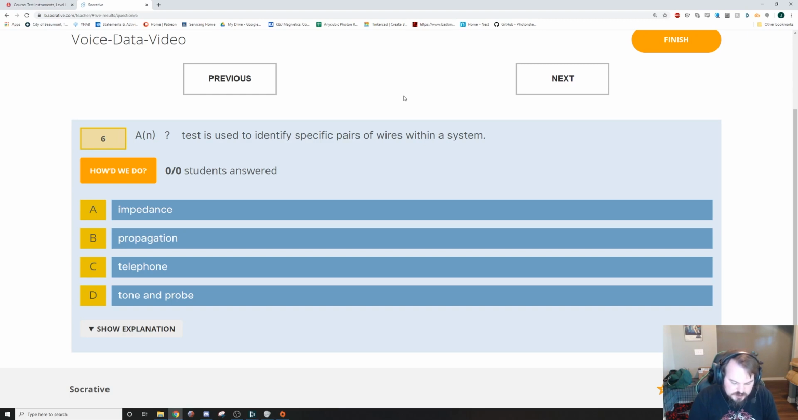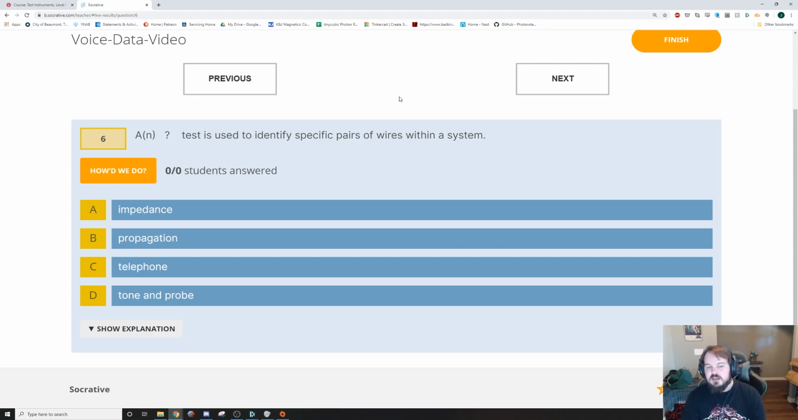Yes, it identifies. Back on page 111, like I had said, a tone generator is used to produce a signal at one end of a pair of wires, and a probe is used to identify the wire carrying the signal at the other end of the cable. Tone and probe testing is a method of tracing individual wire pairs in locations that include numerous cable pairs.